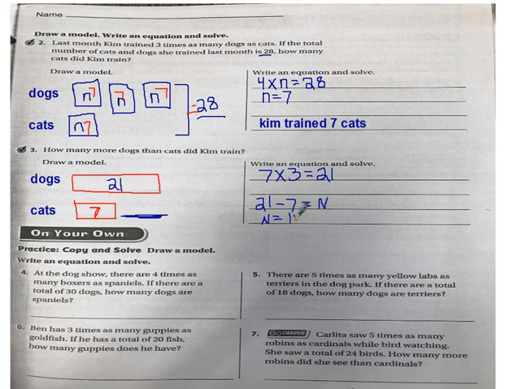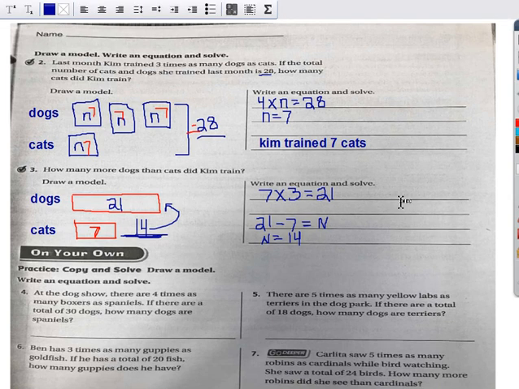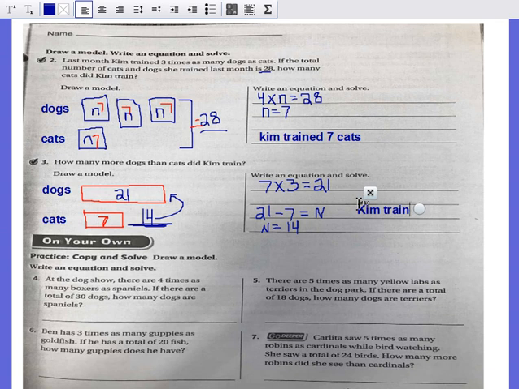If we were to take 21 minus 7, N equals 14. Okay, so in this spot right here that we're trying to figure out, 7 plus 14 is going to give us our 21. Okay, so on the line over here somewhere, I want you to put Kim trained 14 more dogs than cats. Okay?